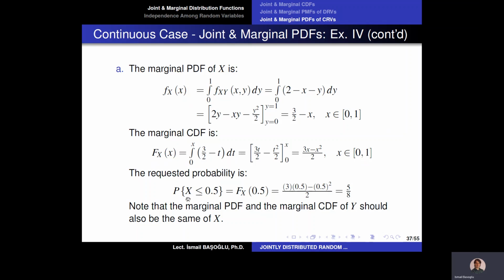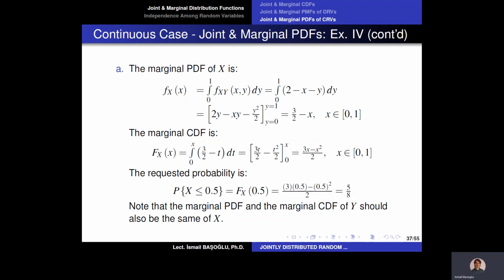So if somebody asks us the probability of our random variable to be less than or equal to 0.5, because 0.5 is within this interval, we can plug in that value in this function, and then we can calculate this probability as 5/8.